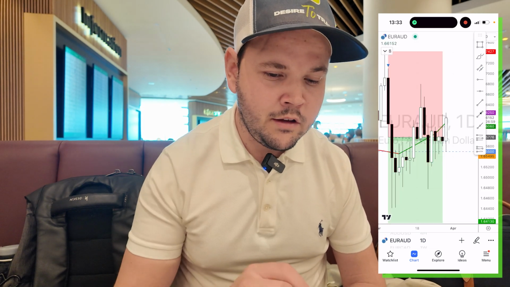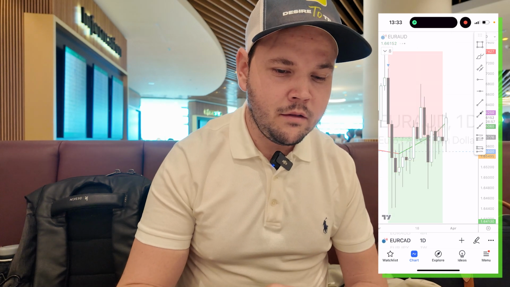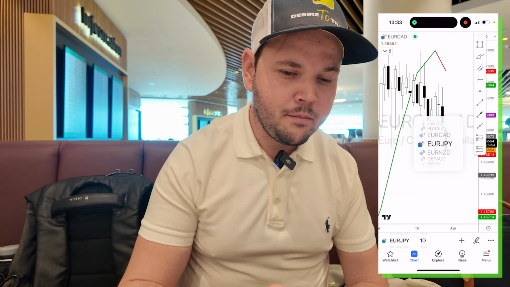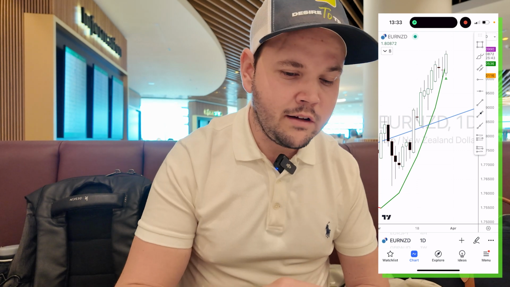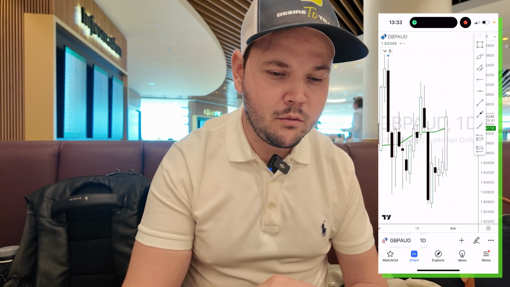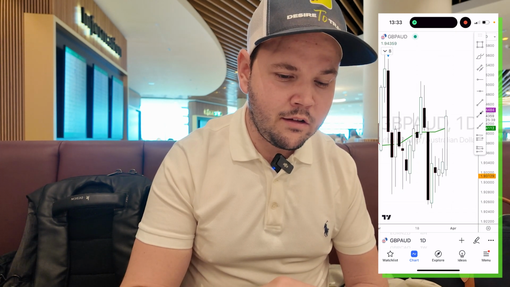Euro AUD, let's continue. No setup there. Euro CAD, no setup. Here we have a setup on Euro NZD. Again, I'm going to have to wait for this to close. It's a bullish setup. We'll see. This is okay.